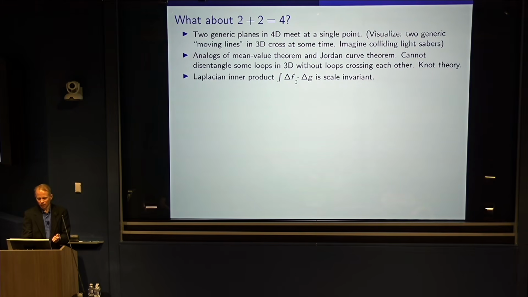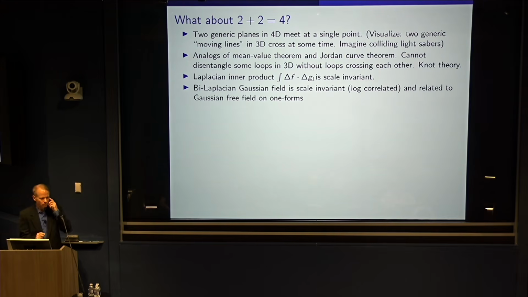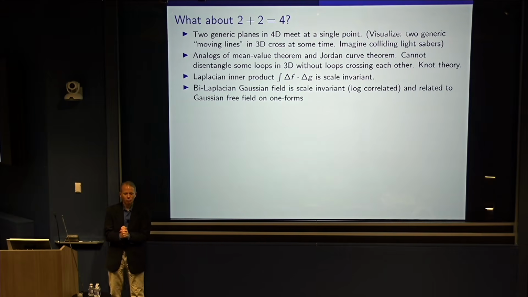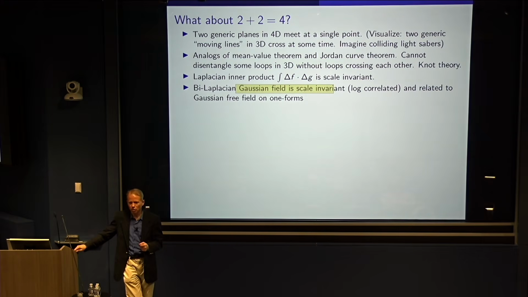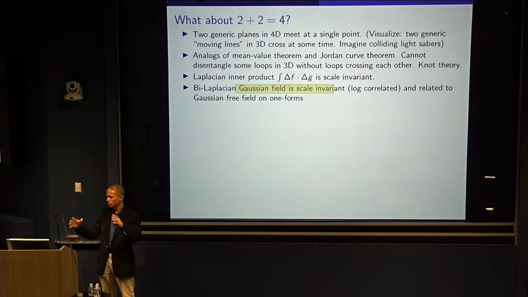Also there's something called the Laplacian inner product. If I integrate the Laplacian of f dot the Laplacian of g, that's scale invariant. That tells you that in a different random field, where instead of weighting by the L2 norm of the gradient, you weight by the L2 norm of the Laplacian, this is going to be scale invariant and log correlated in 4 dimensions. And it turns out that this special Gaussian field in 4 dimensions is very closely related to the special field in 2 dimensions, in the sense that if you restrict this 4-dimensional field to a 2-dimensional plane, you get that object I described for you in 2 dimensions.